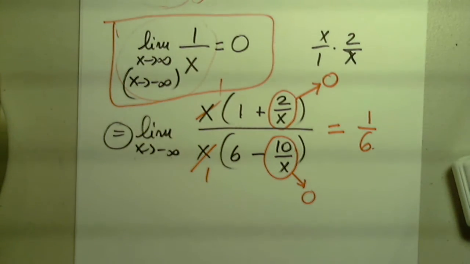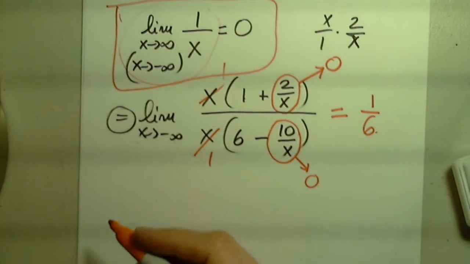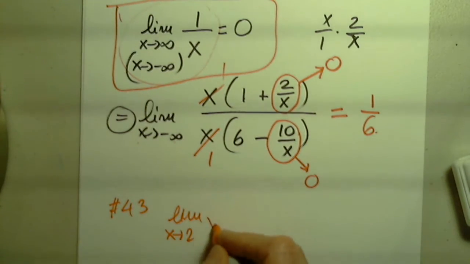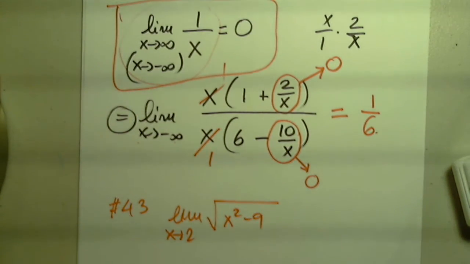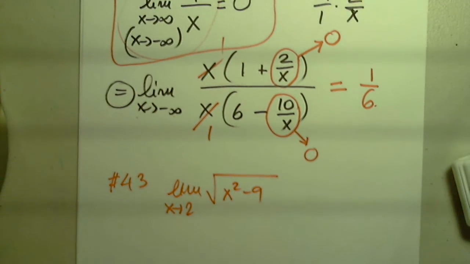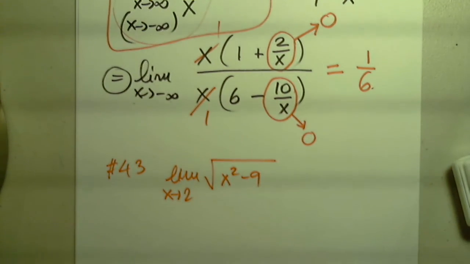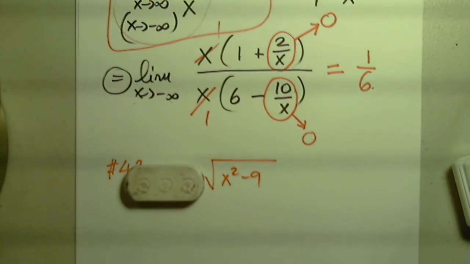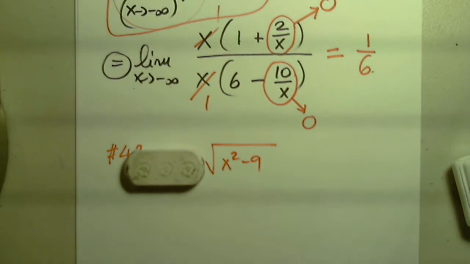Good. So I just wanted to look at a radical function because they are a little bit more difficult, especially with quadratic functions. So let's take a look at 43. I have the limit as x approaches 2 of the square root of x squared minus 9. Well, this is a more difficult situation because I have to find the domain of this function first. Forget about the limit for a moment. What do I need to do to find the domain of this function?